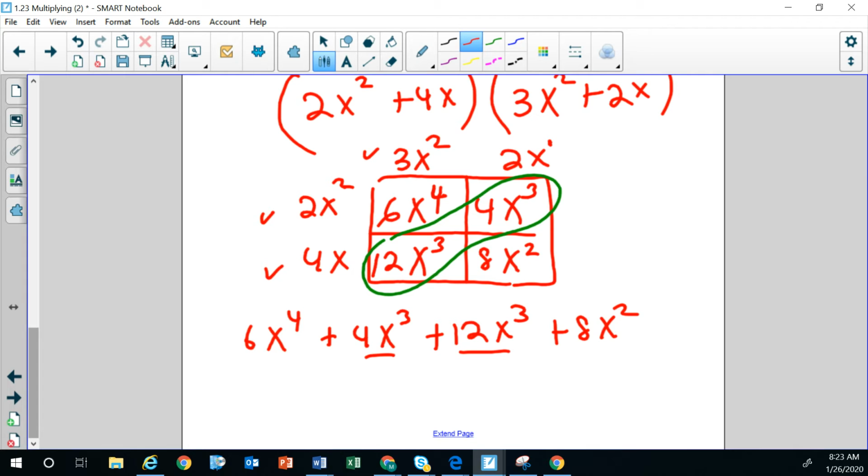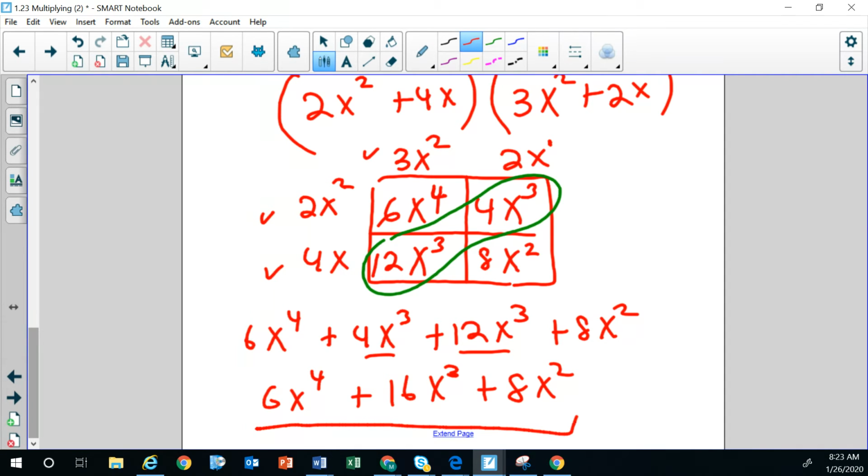I add the coefficients and I'm going to get 6x to the fourth. 4 and 12 is 16. That gives me 16x cubed, right, plus 8x squared. Right? And that's my answer. All right? So that is multiplying binomials or polynomials using the box method. All right, guys?